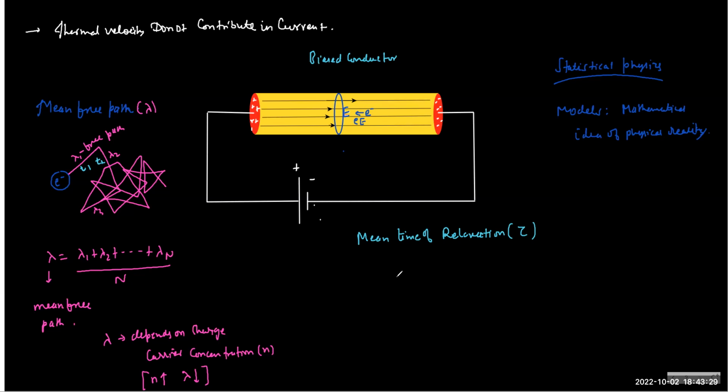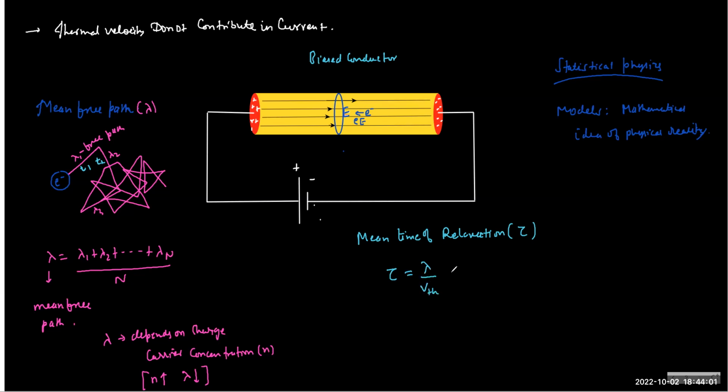The mean time will depend on which velocity? The thermal velocity or the drift velocity? When we talk about the mean values, we are talking about the individual motion of electrons, how they move. So we talk about the individual, which means it is always the thermal velocity. So the mean free time, or mean time of relaxation, is basically the mean free path upon thermal velocity.